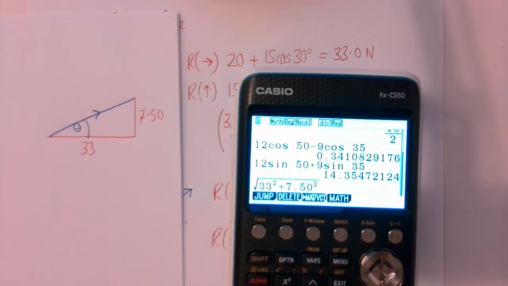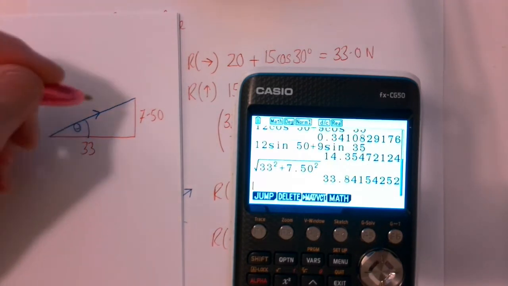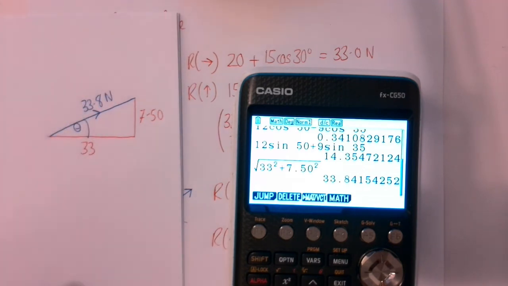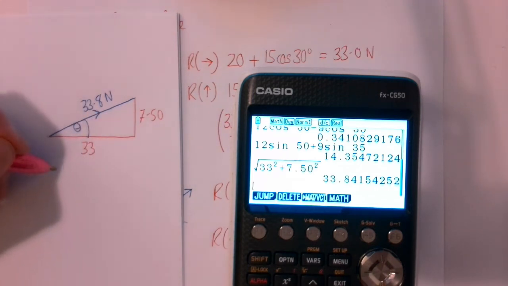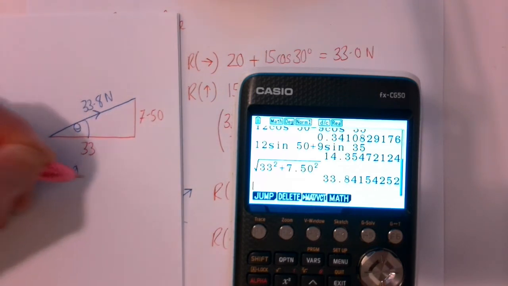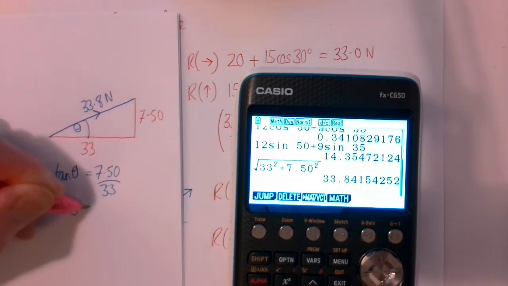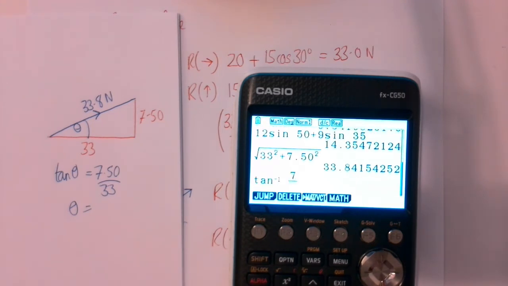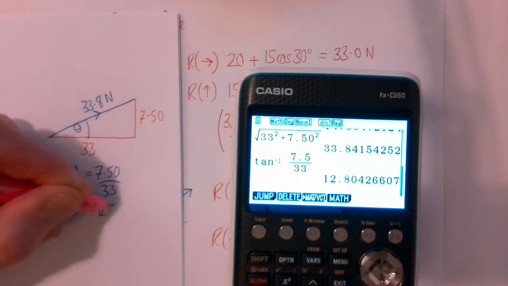And I realise I'm using rounded values, bad maths, I realise. But there we go. So that's 33.8 newtons. And then the angle is, I know, opposite and adjacent, so that's a tan problem. So tan theta is 7.5 over 33. So theta is shift tan of 7.5 over 33. And we normally work in degrees, so that's 12.8 degrees.